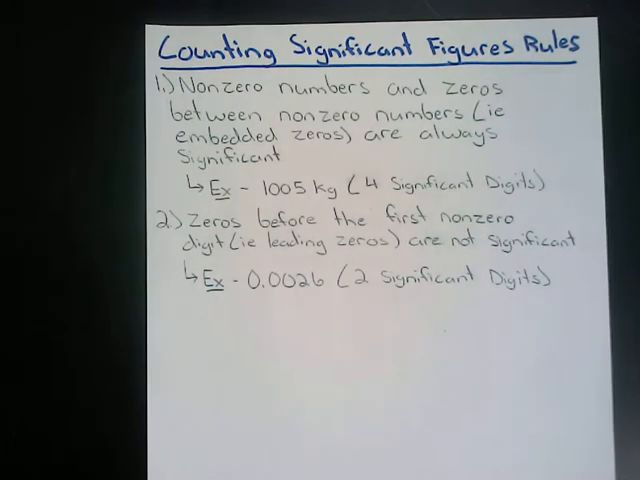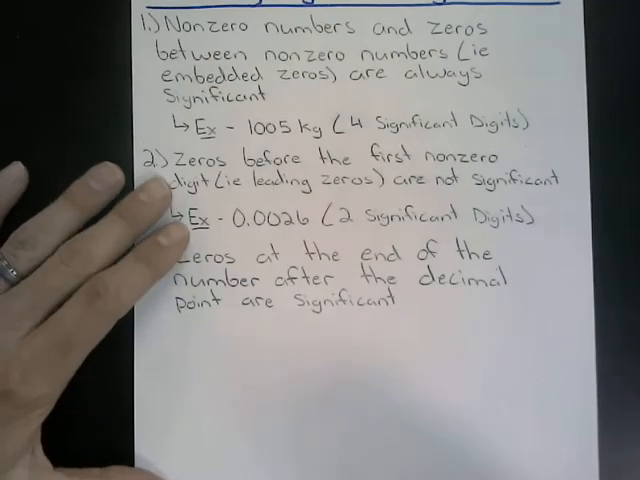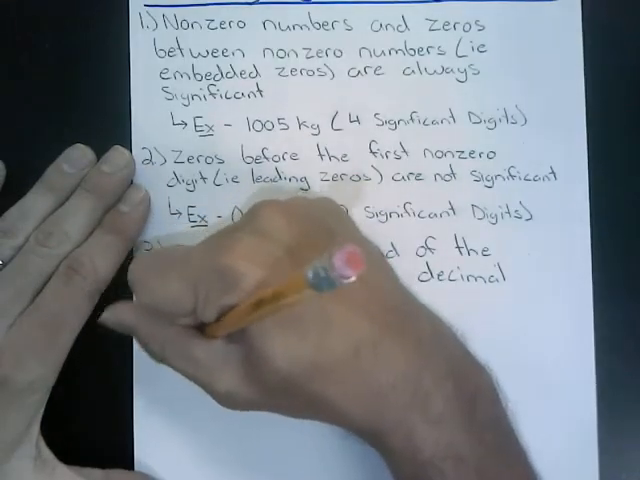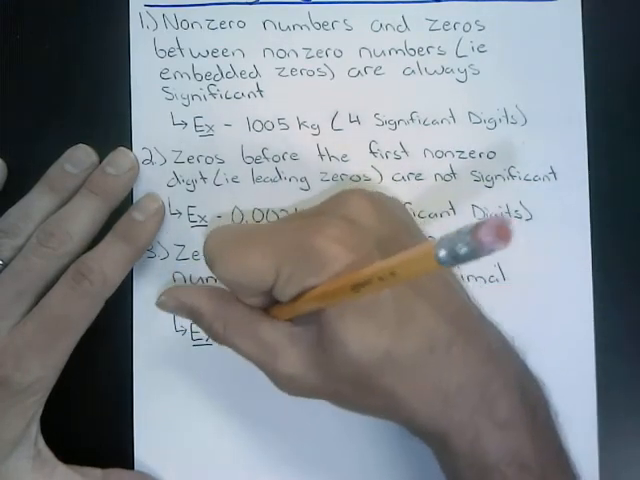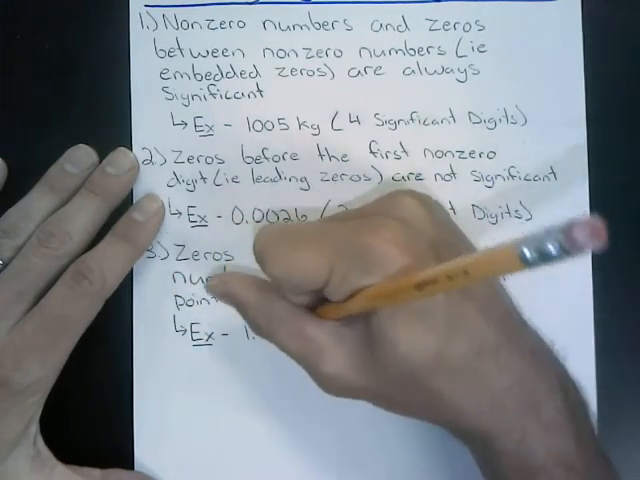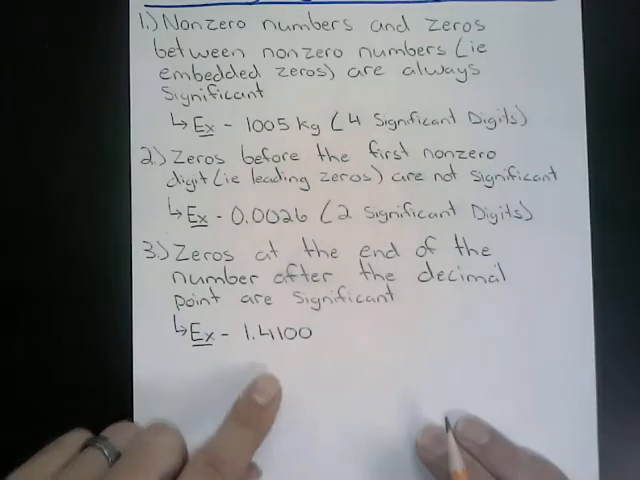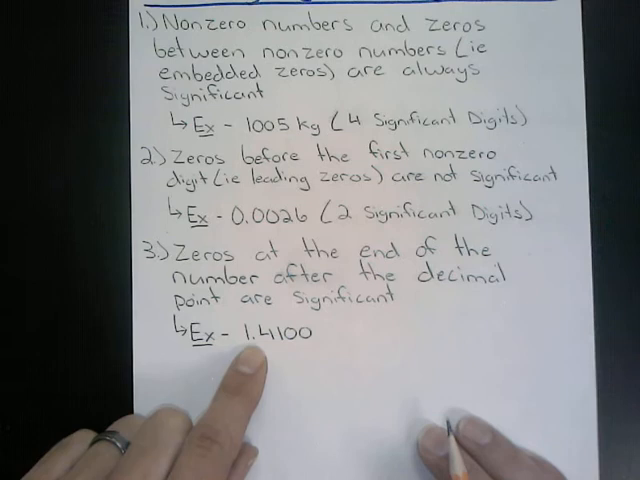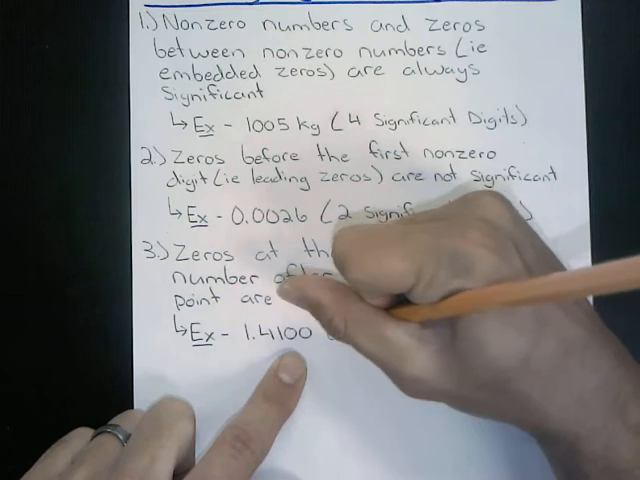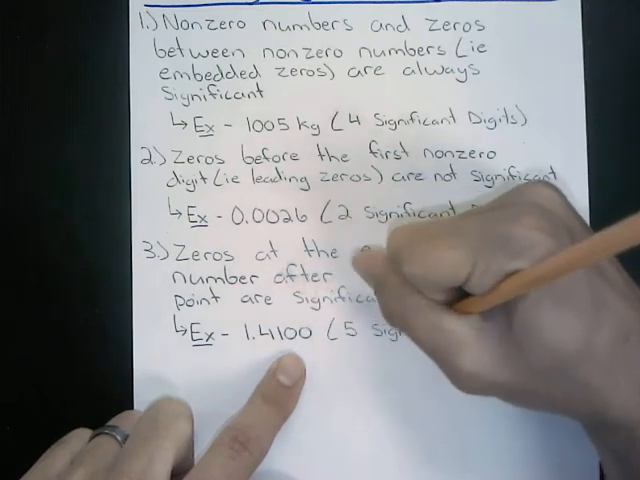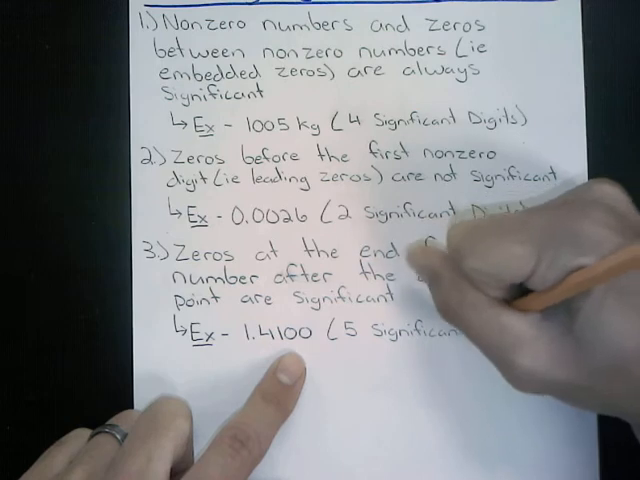Now, our third rule is that zeros at the end of the number after a decimal point are significant. So an example here, if we have the value of 1.4100, because we have a significant digit and a decimal, these zeros count. So right here, there are 5 significant digits.